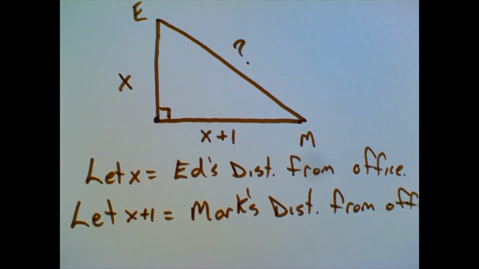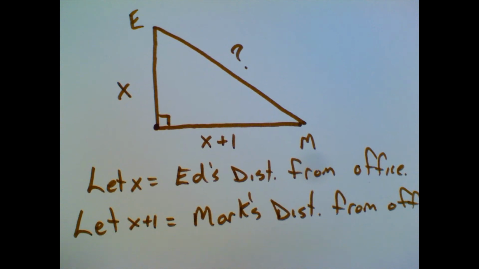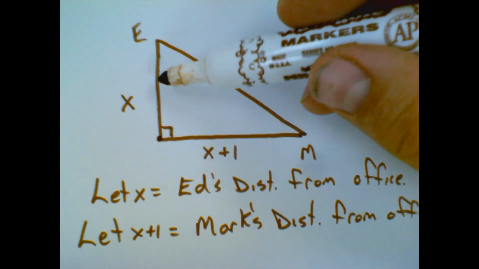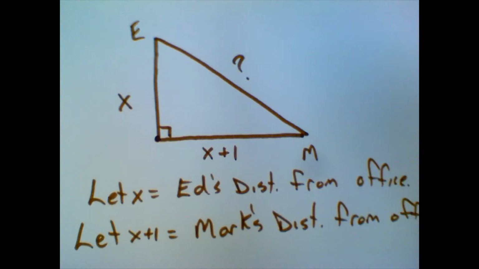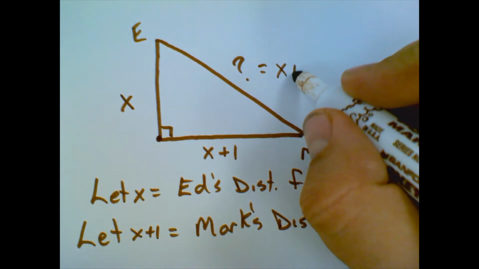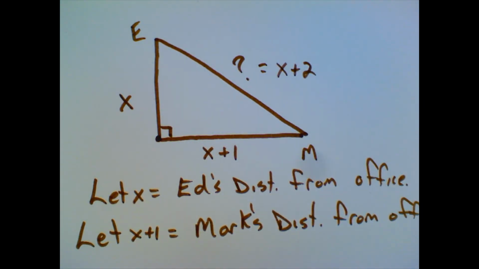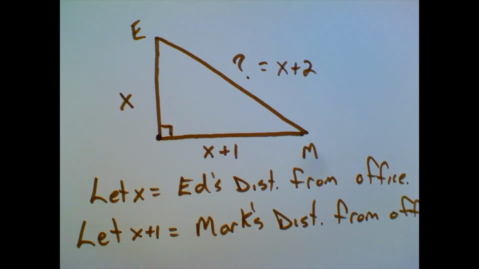Okay, and let me just read this last part again. It says, when they take the snapshot, the distance between them is 2 more miles than Ed's distance from the office. So it's referring back to Ed's distance from the office again. So how can we represent 2 more miles than x? Well, it's got to be x plus 2, right? So the question is, find the distances from the office and the distance between them.